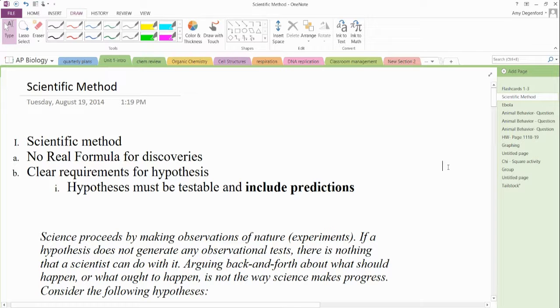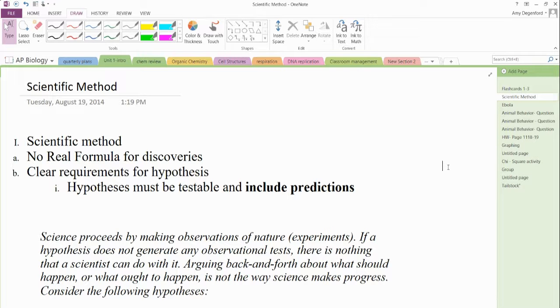Now, you hear a lot about the scientific method, and every book tends to talk about it, but really, they love to formulate it, but there's really no formula for discoveries that every scientist uses. What we want is something logical, rational, and something that can be testable. So let's take a look at some of the qualifications.